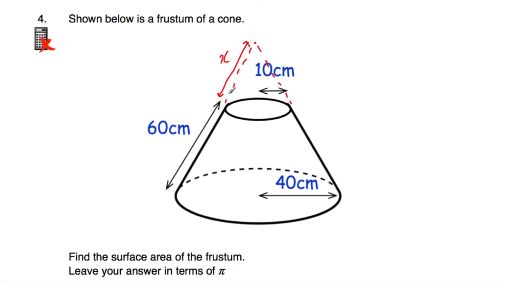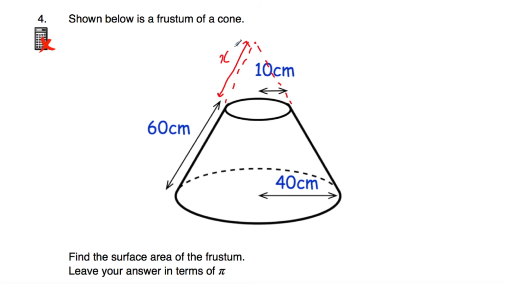So the slant height for the smaller cone that's been removed. Okay, so we want to work out this slant height because if we can work out this slant height, we could use pi RL to work out the area of the curved face of that smaller cone at the top. And then we could use pi RL to work out the curved surface area of this larger cone. And then we can take them away to find the area of that curved face of the frustum.